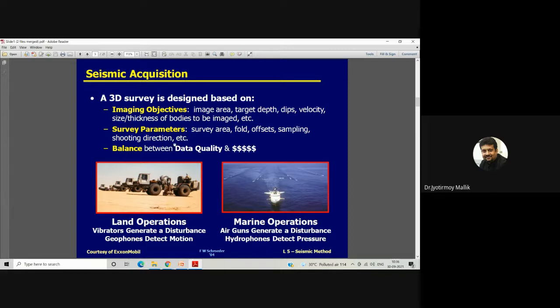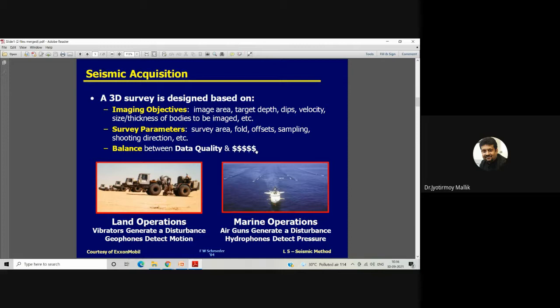Survey parameters like survey area, fold, I have not explained. I have explained offset, sampling and shooting directions, etc. And balance between data quality and dollars. This is very important in the oil and gas business. Dollar, the money, you are not doing it for fun. You want to make money from it.